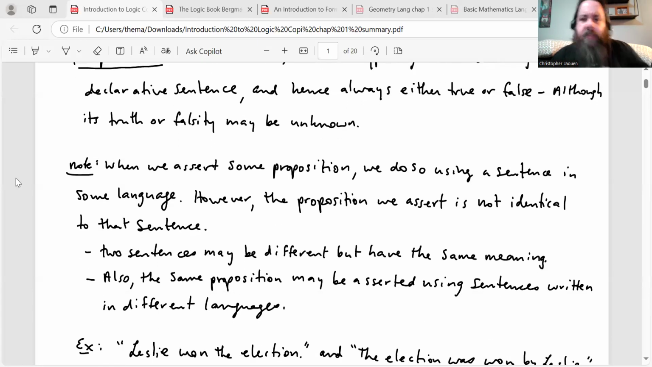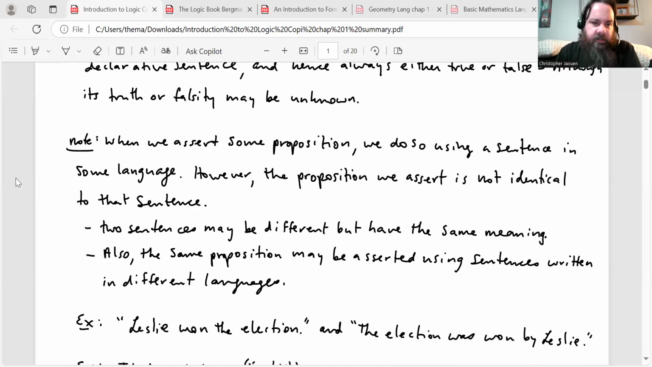Here's a note. When we assert some proposition, we do so using a sentence in some language. However, the proposition we assert is not identical to that sentence. So again, this is one way that logicians think about propositions. In one of the other resources that I have, they talk about this technicality as well. But anyway, let's go through this.